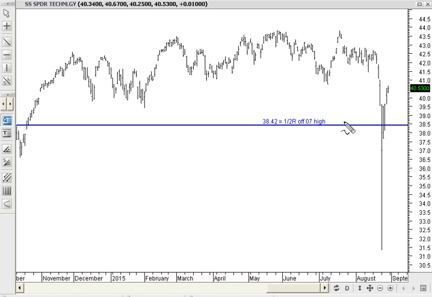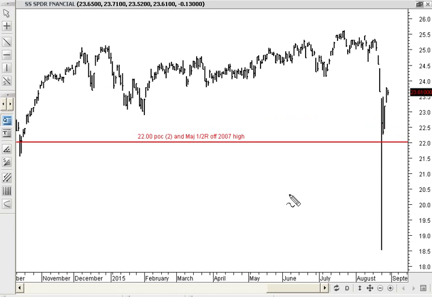This is the half range of the 07 high on the technology sector, XLK. A really violent recovery of that level. So again, secondary chart maybe, but price down here would be unhealthy. And same thing with the financials. We've been watching this level here, a major level, and we've recovered.